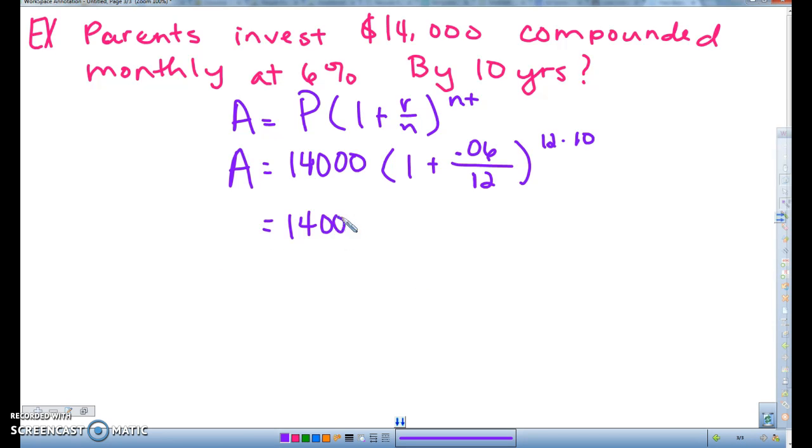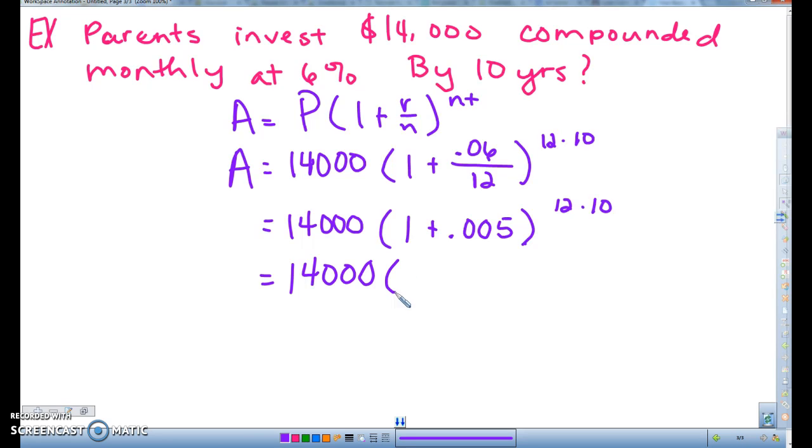We can leave the 14,000. I'm going to simplify 0.06 divided by 12 is 0.005. And if I just solve one thing per line, that's fine. Then if I add those together, I know that's 1.005. I could probably also solve that 12 times 10, which would be 120. We even know that from our extra math.